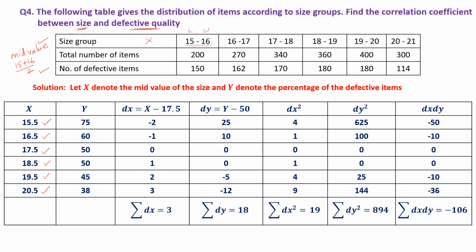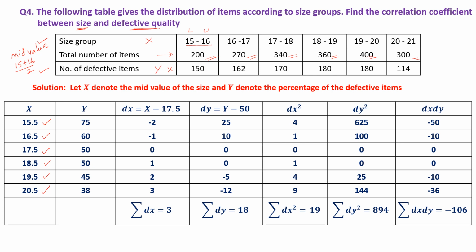Now coming to the second part, the second variable is the defective quality. The total number of items in the size group 15 to 16 is 200, but for 16 to 17 it is 270, and for 17 to 18 it is 340. So you see there is a variation in every size group. Therefore, if we do not have a common number of items, I cannot differentiate between the numbers of defective items. I can't take them as 150, 162 and call that variable y. That would not be correct, because the number of items are varying. But you need to have that constant in order to declare the number of defective items.